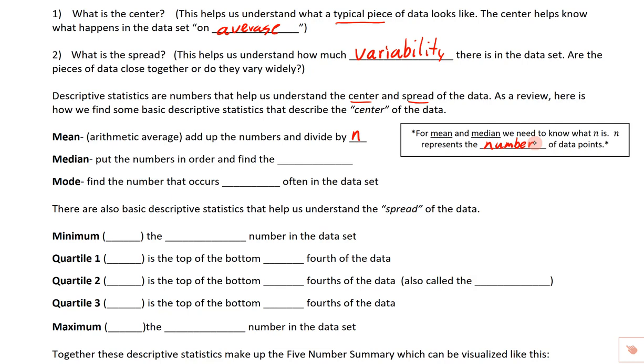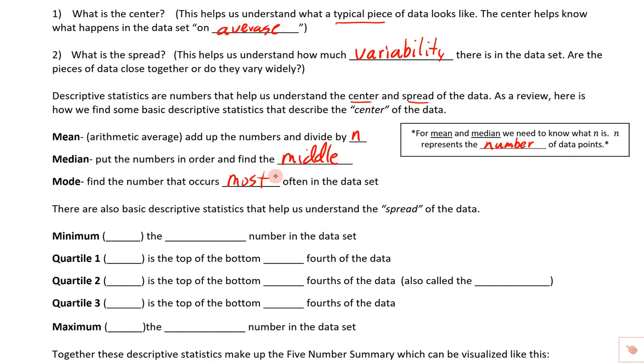In other words, how many pieces are we adding up? So if we have to find the mean of 8 scores, we're going to add those up and then we're going to divide by 8. If we've got 52 scores, we're going to add up 52 scores and we're going to divide by 52. So the median, what we do there is we put the numbers in order from smallest to biggest, and then we find the middle. So we find the middle here. All right. And then for the mode, we find the number that occurs most often. Most often. And the word mode kind of sounds like most.